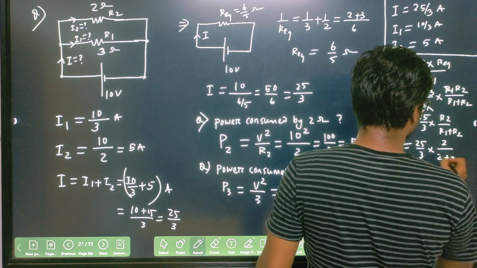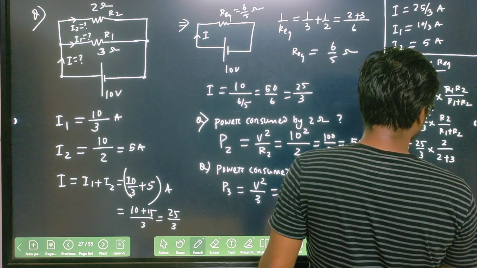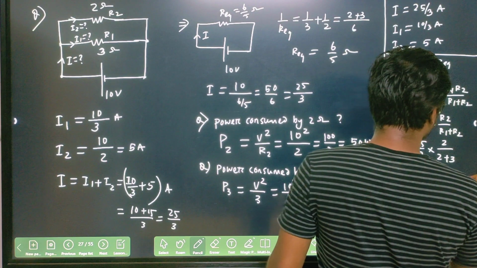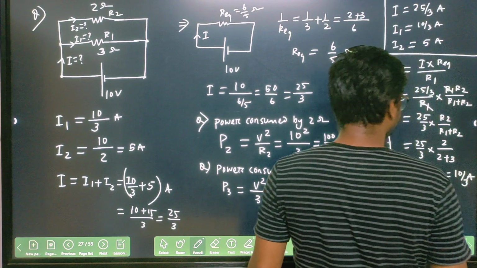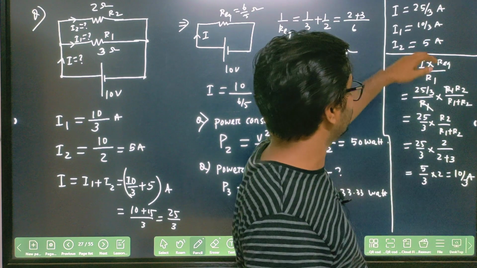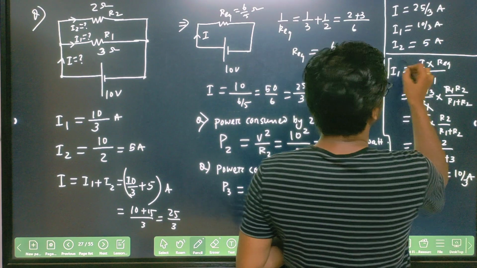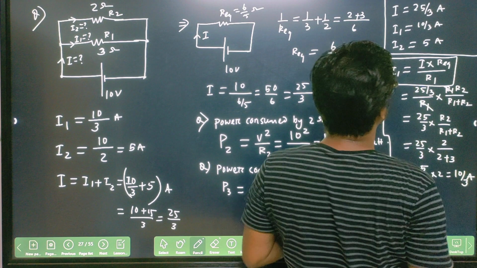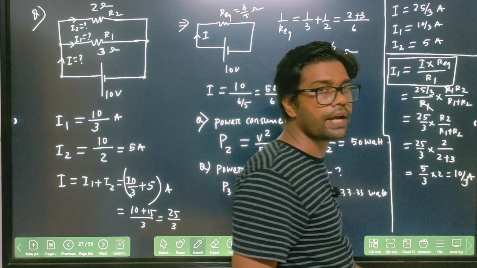So this will be 5 cancel out, this will be 5 by 3 into 2, that will be 10 by 3 ampere. You see here, you are also getting 10 by 3 ampere. So with this formula you can find out. Similarly, you can find out the value of I2 also.